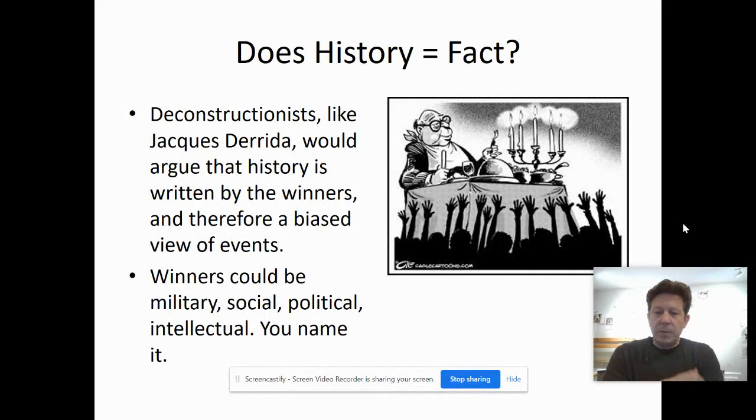Everything that's communicated has some inherent bias to us, usually from the people who are in the position of power to be communicating, or maybe we could call them the winners, right? Winners could be military, social, political, or intellectual. It could be anything. And those people that are communicating things to us and telling us that things mean a certain thing might have a bias based on the way that they were brought up, where they were brought up, or the kind of things that they're interested in to begin with.